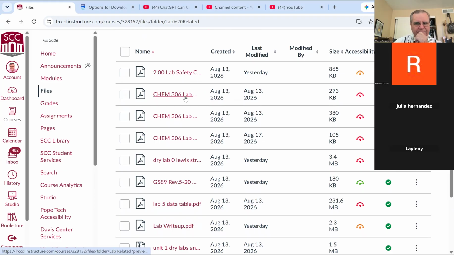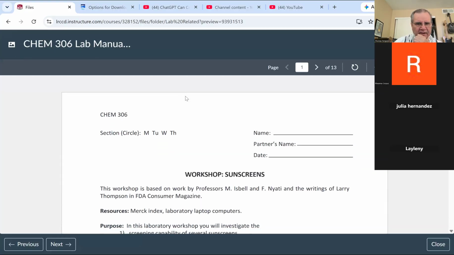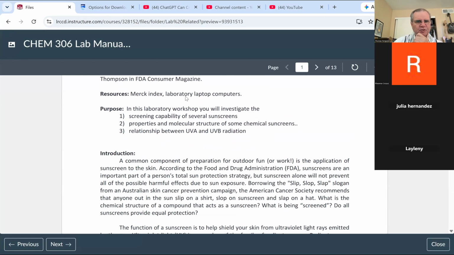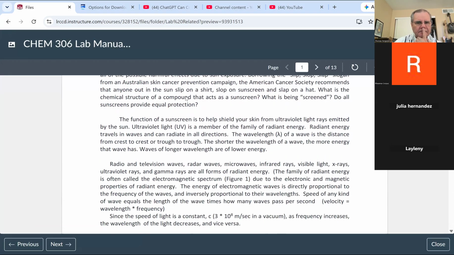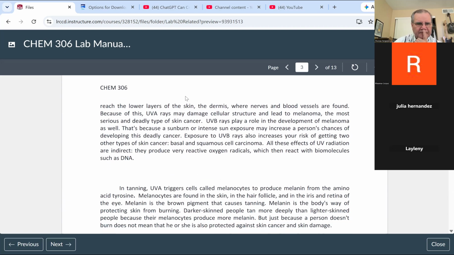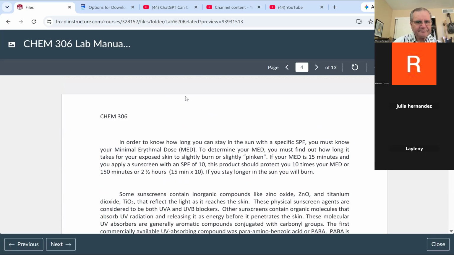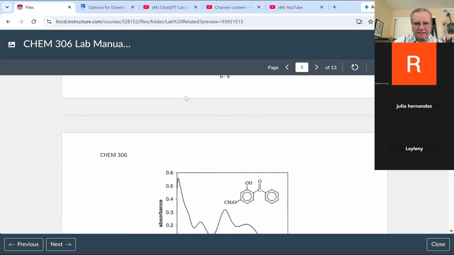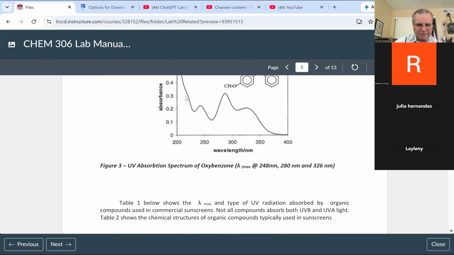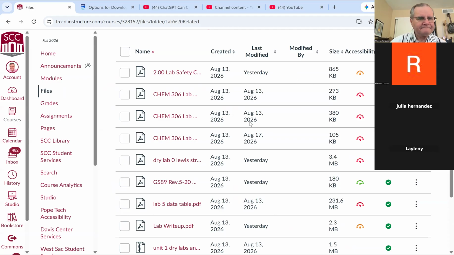The problem is that the name's too long. These are some of the dry labs. They're basically, this is one on sunscreen. They give you a background which covers the topic, and then they ask you questions about it. Okay, so let's go over to modules. Still in Canvas.